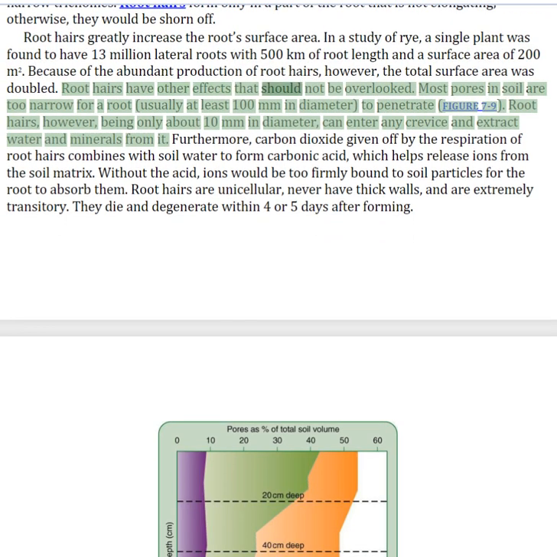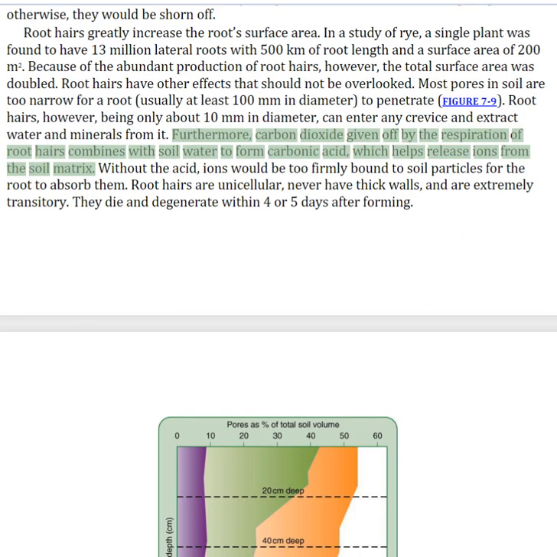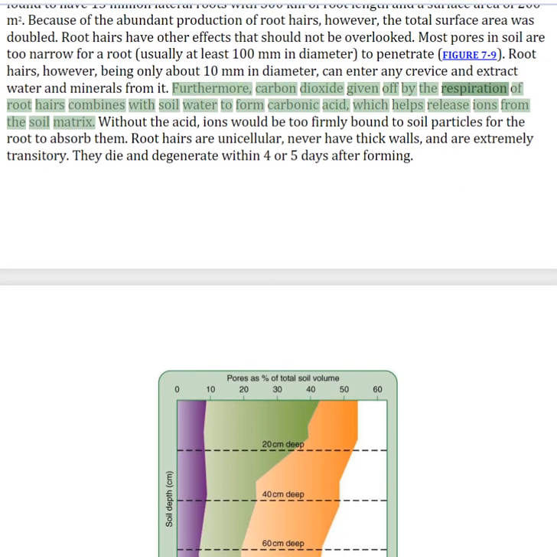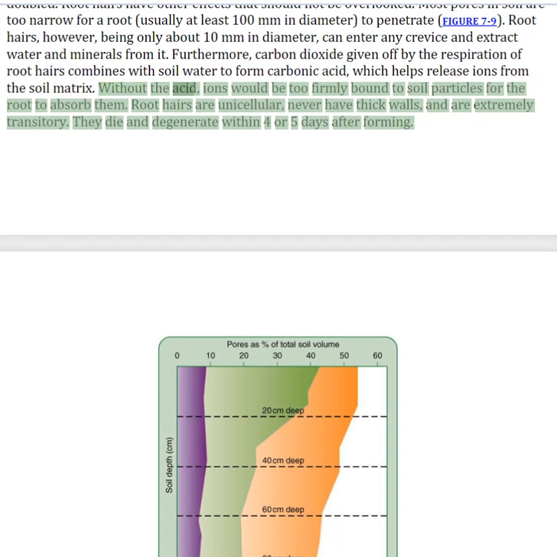Root hairs have other effects that should not be overlooked. Most pores in soil are too narrow for a root to penetrate. Root hairs, however, being only about 10 micrometers in diameter, can enter any crevice and extract water and minerals from it. Furthermore, carbon dioxide given off by the respiration of root hairs combines with soil water to form carbonic acid, which helps release ions from the soil matrix. Without the acid, ions would be too firmly bound to soil particles for the root to absorb them. Root hairs are unicellular, never have thick walls, and are extremely transitory. They die and degenerate within 4 or 5 days after forming.